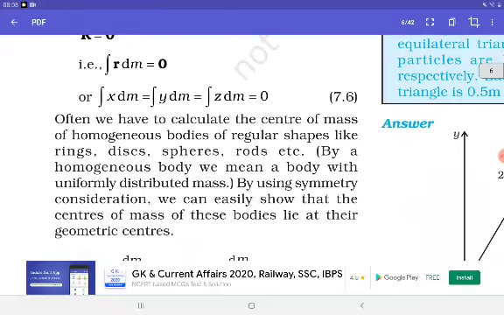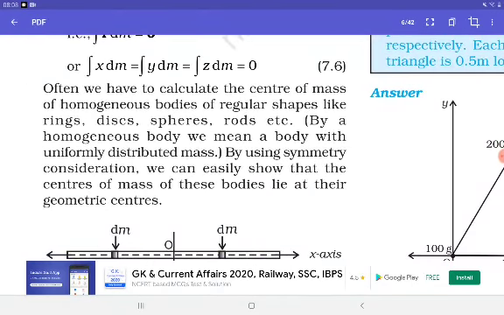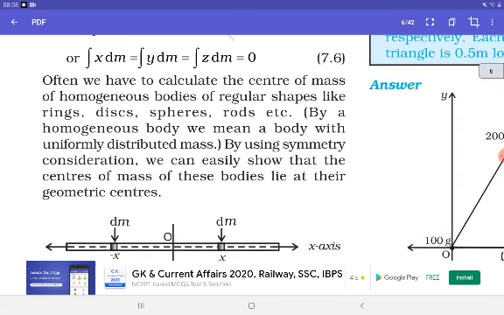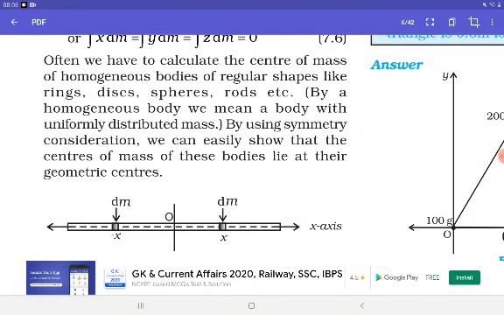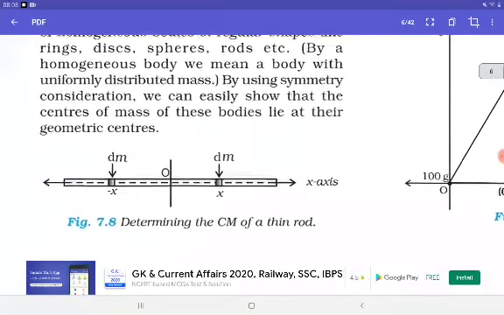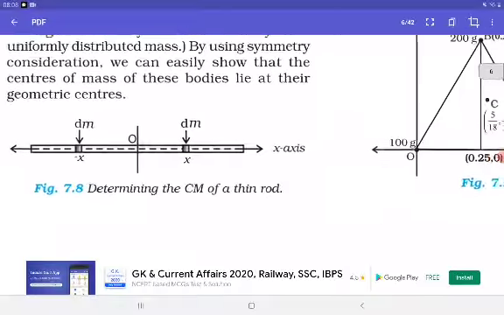Often we calculate the center of mass of homogeneous bodies of regular shape like rings, discs, spheres, rods, etc. By using symmetry considerations, we can easily show that the center of mass of these bodies lies at their geometric center. So we will just stop here.